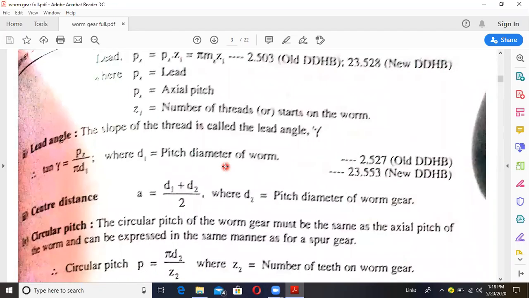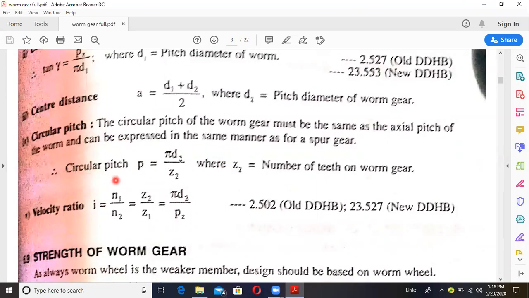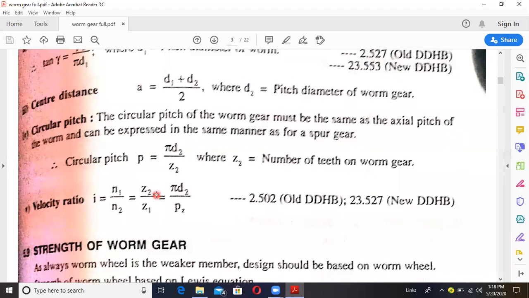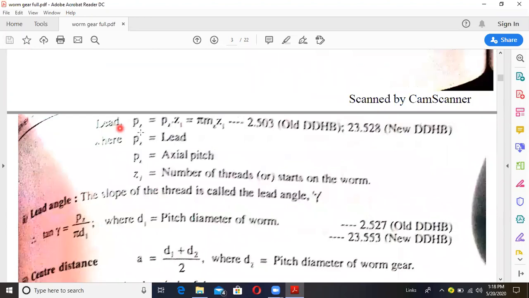Here, this is nothing but circular pitch, it is pi d2 by z2. Yes, sir. See, Pz is nothing but lead. Pz is equal to Px into z1. Px is equal to pi into mx, into z1. Understood? Yes, sir. PC is different, Pz is different. Pz is nothing but lead.